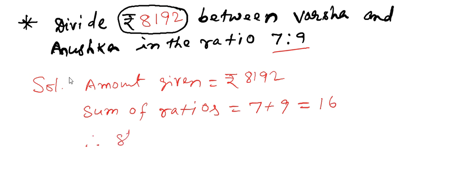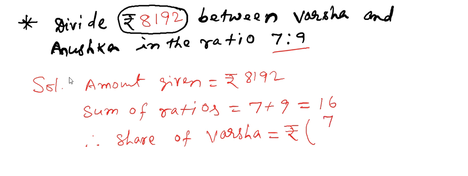Therefore, here we write share of Barsa equal to. Barsa's ratio is what? First of all, you write rupees because we are dividing the rupees, and put the bracket here. Barsa's ratio is 7 and the sum of the ratio is 16. Then multiply by the given total amount, that is 8,192. Bracket will close.